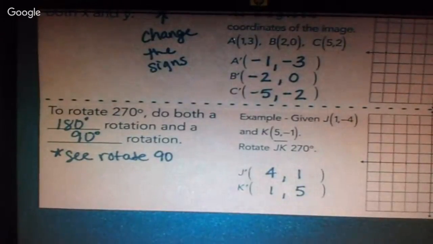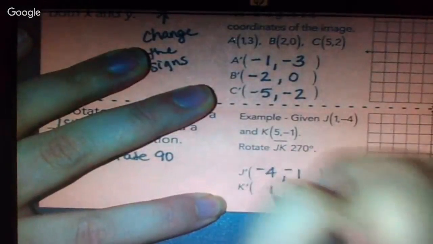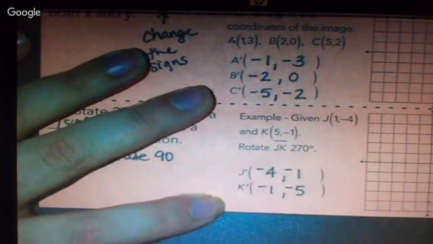270 degrees counterclockwise from quadrant 4. So 3. So 3 spaces. 1, 2, 3. What's my sign? Negative, negative. So this is -4, -1, -1, -5.